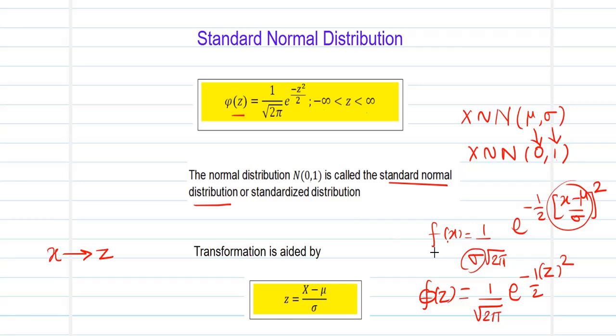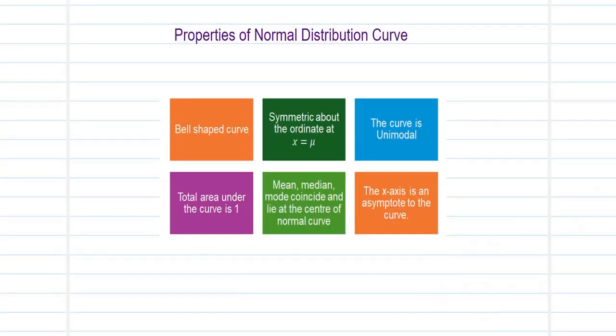Now we have converted the variable x to z. Now we will have to see by what ways the properties of the normal distribution curve are going to help us to know more about the details of it. So in the next part we see what the properties of the normal distribution curve are going to be.